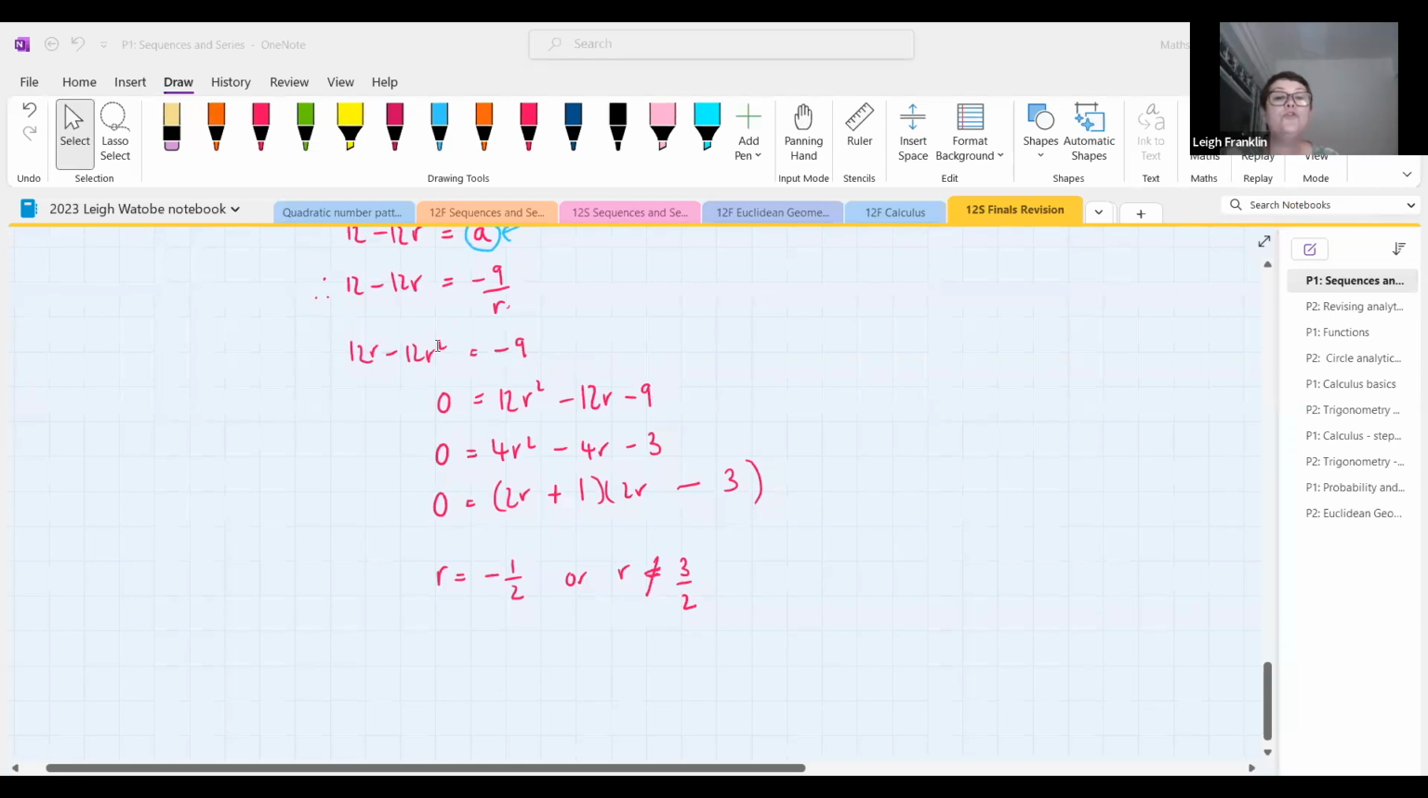So I moved all the terms over to the right-hand side, Jamie. That's why the minus 12R squared became positive 12R squared. The 12R became negative 12R, and minus 9 remained on the right. So that's why it's still minus 9.